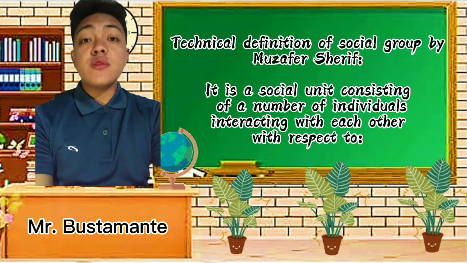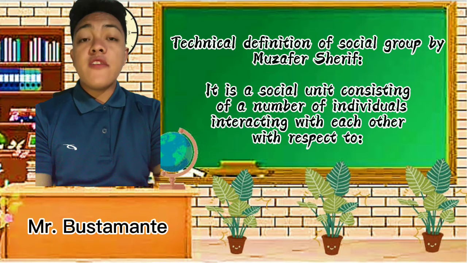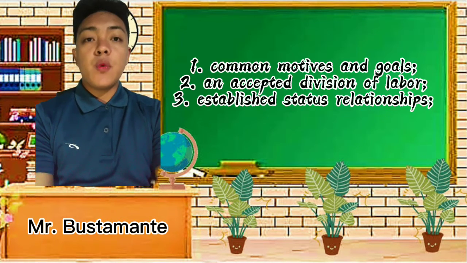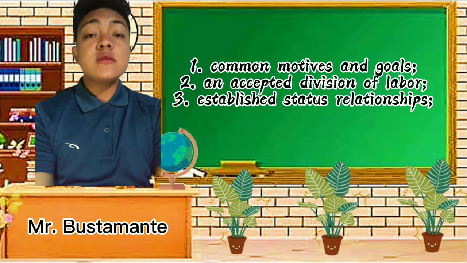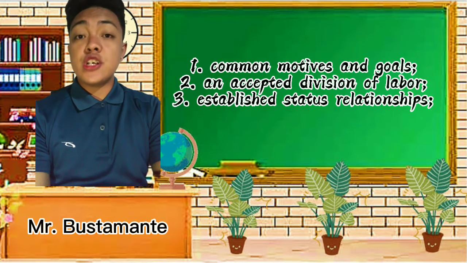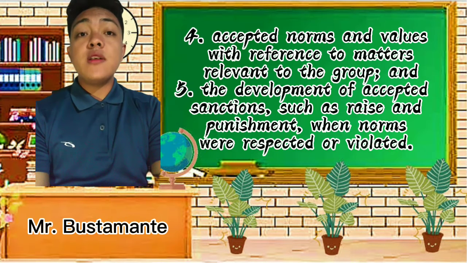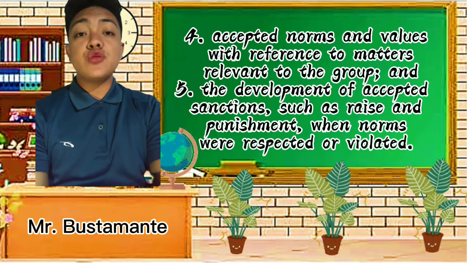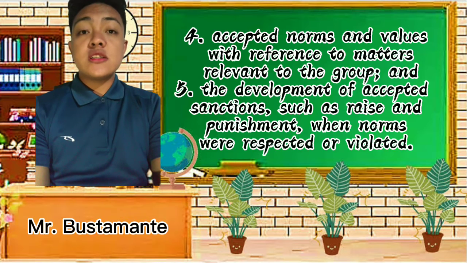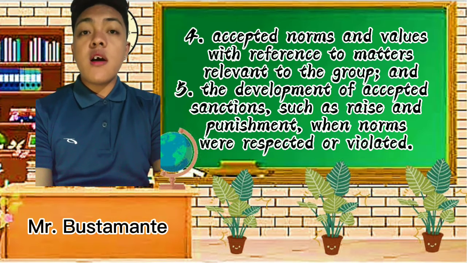It is a social unit consisting of a number of individuals interacting with each other with respect to: number 1, common motives and goals; number 2, an accepted division of labor; number 3, established status relationships; number 4, accepted norms and values with reference to matters relevant to the group; and lastly, the development of accepted sanctions such as rewards and punishments when norms are expected or violated.